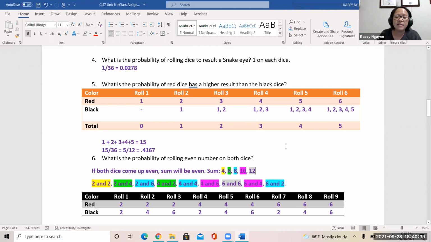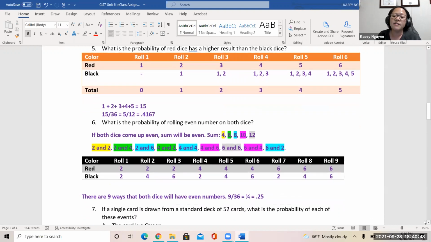So when you count this up, you would have 9 ways to get both dice as even numbers. And what's the probability of that? You would have 9 over 36. Or if we reduce that down, that will be 1 over 4 or 25%.